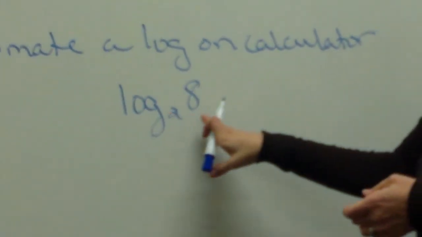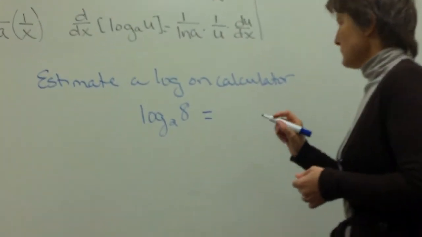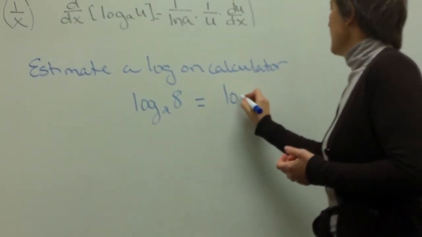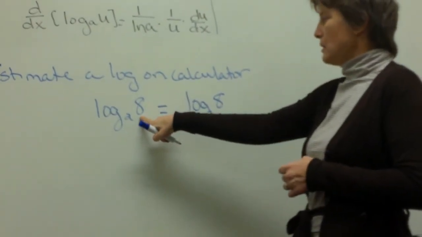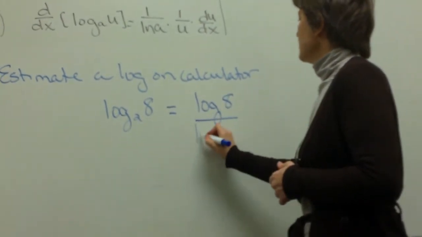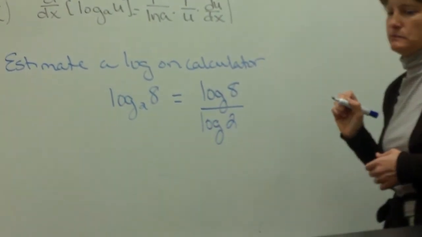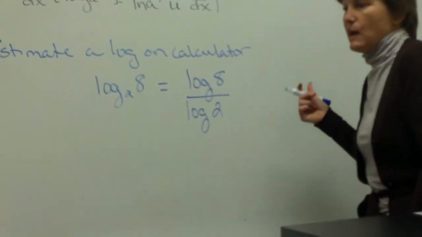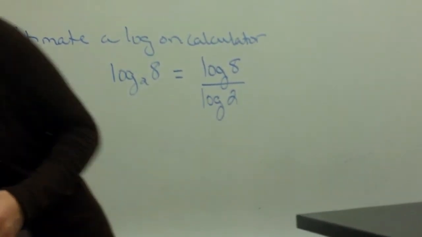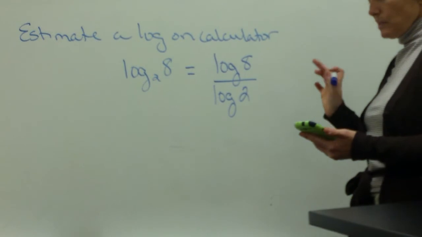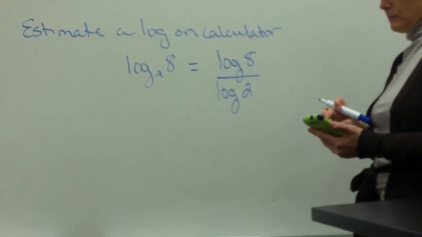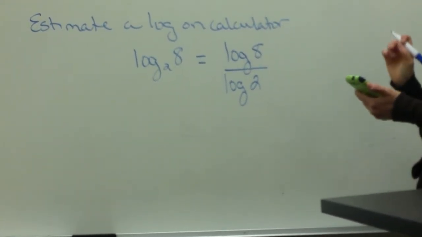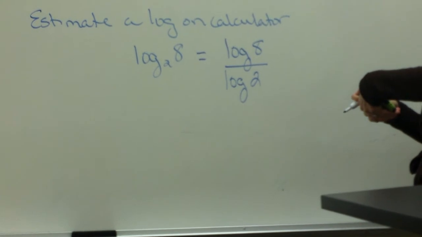So the way that you estimate a log on your calculator is called a log conversion. To find the answer to this, you just take the log of the argument 8 divided by the log of the base, which is 2. So if you do this division and come up with a value, which I don't know if I can do because I don't know if I have my calculator, the answer to this is on the Angel website. The answers to this worksheet are all there, but I'll see if I can figure it out.